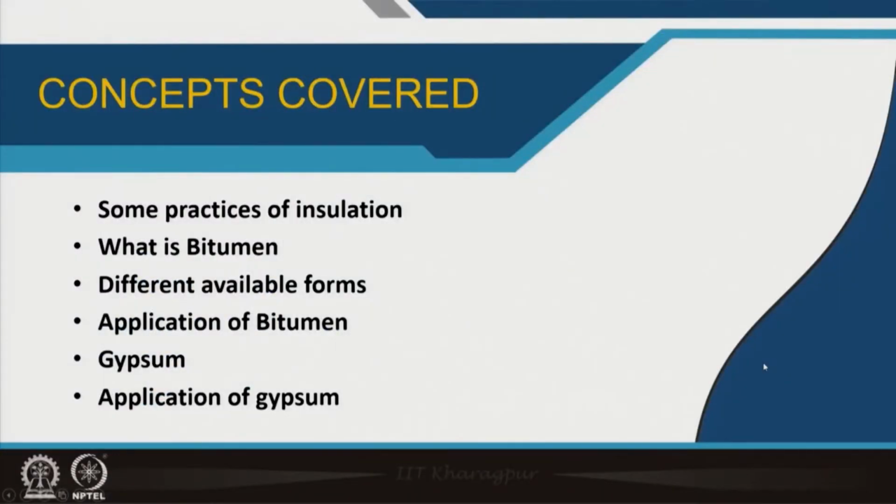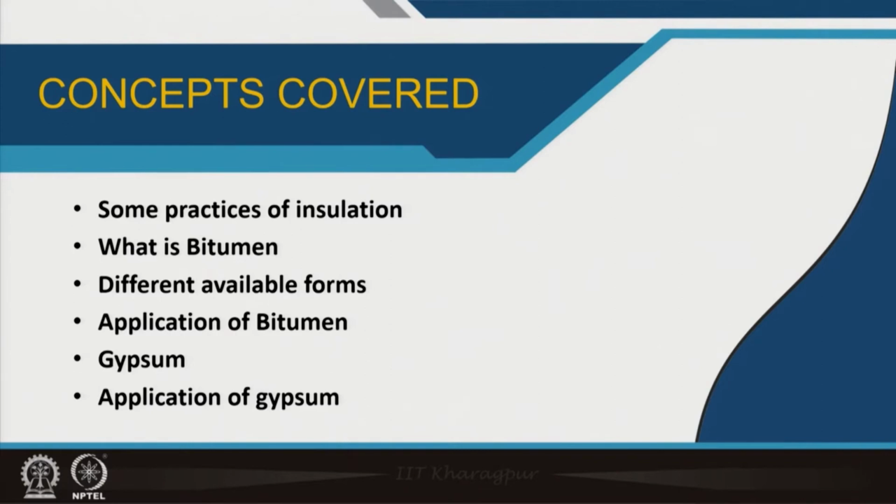So, some practices we will see, and gradually we will move to bitumen, as we had seen the application of bitumen widely in damp proofing. We need to know what that material actually is and how it is available in its different forms, and obviously that opens up its applications, and we had also seen its application in damp proofing.